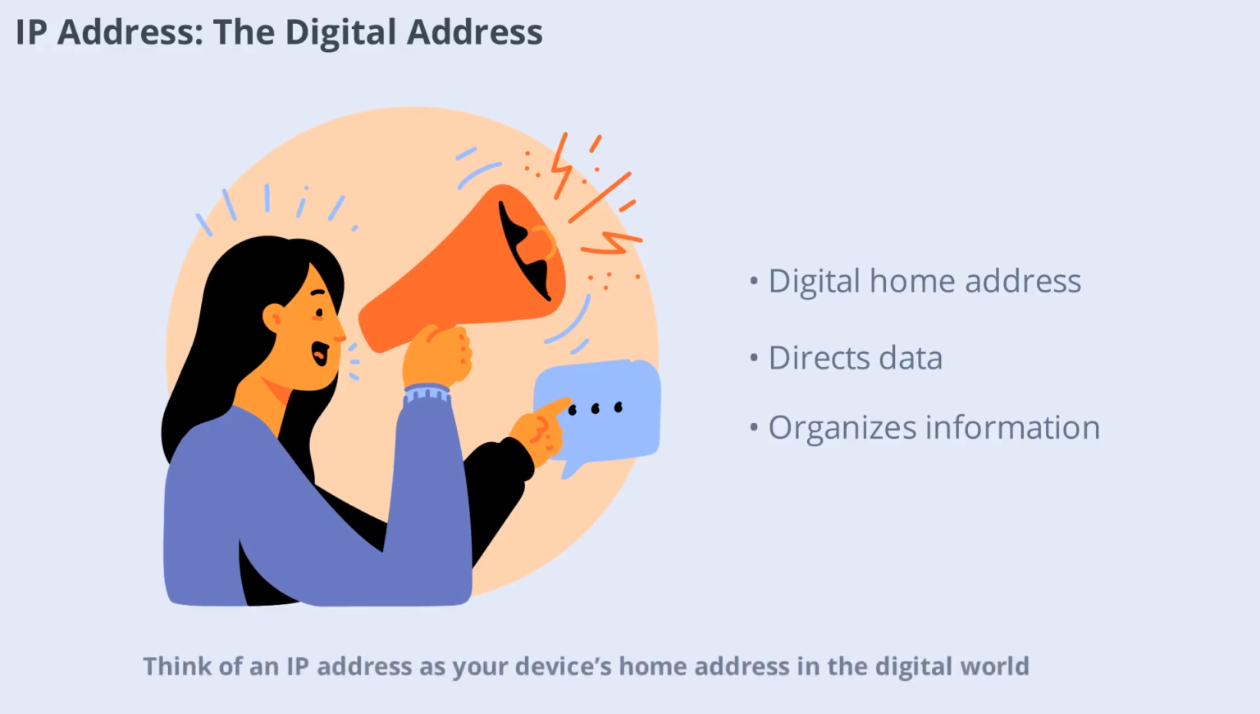Think of an IP address as your device's home address in the digital world. Just as mail needs a physical address to reach you, data needs an IP address to find your device. This analogy helps us understand why IP addresses are so important. They make sure information gets to the right place every time. Without them, the internet would be a chaotic space with no way to organize or direct data.